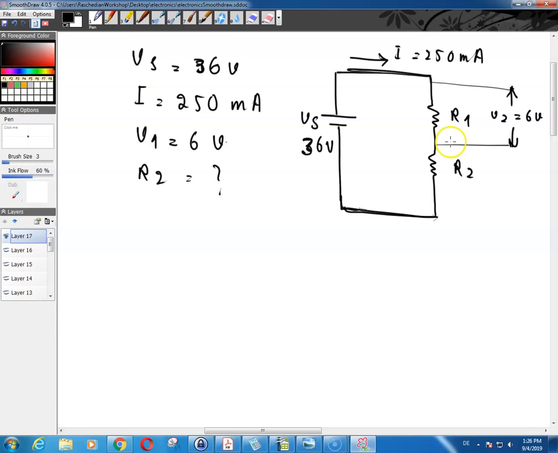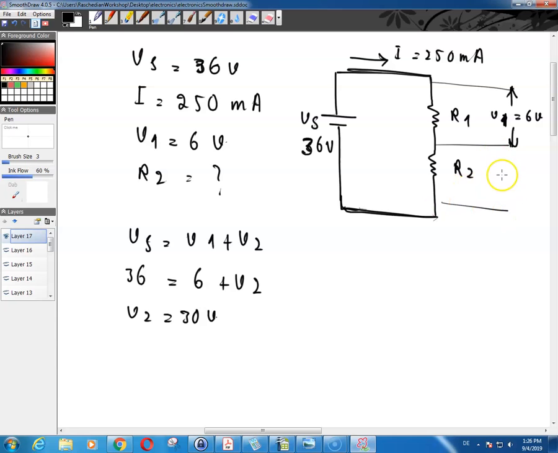It's easy to calculate the value of R2, because you know that V of S is equal to V1 plus V2. Sorry, this is V1. So V of S is equal to V1 plus V2. V of S is 36 volts, and V1 is equal to 6 volts, plus V2. So that means that V2 is equal to 30 volts.